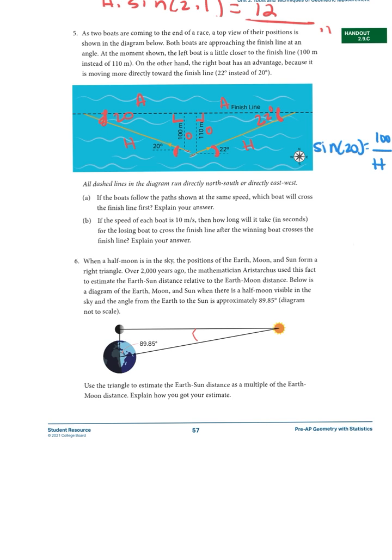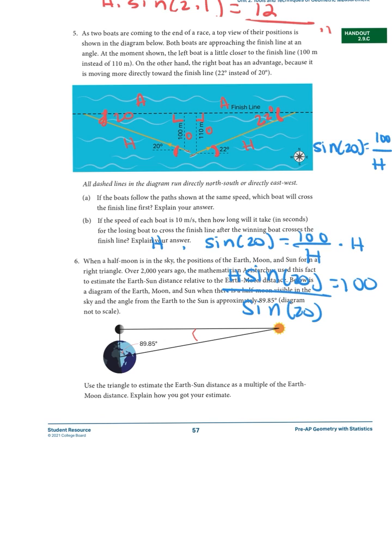And I'm going to solve for H, so let's do that over here. I have to multiply by H on both sides. And then I get H sine 20 is equal to 100. And then divide by sine 20. So I get H is equal to 100 over sine 20. And I'll let you calculate that. And you're going to do the same thing for the second triangle, okay? So whichever one has a shorter distance is going to be your answer.